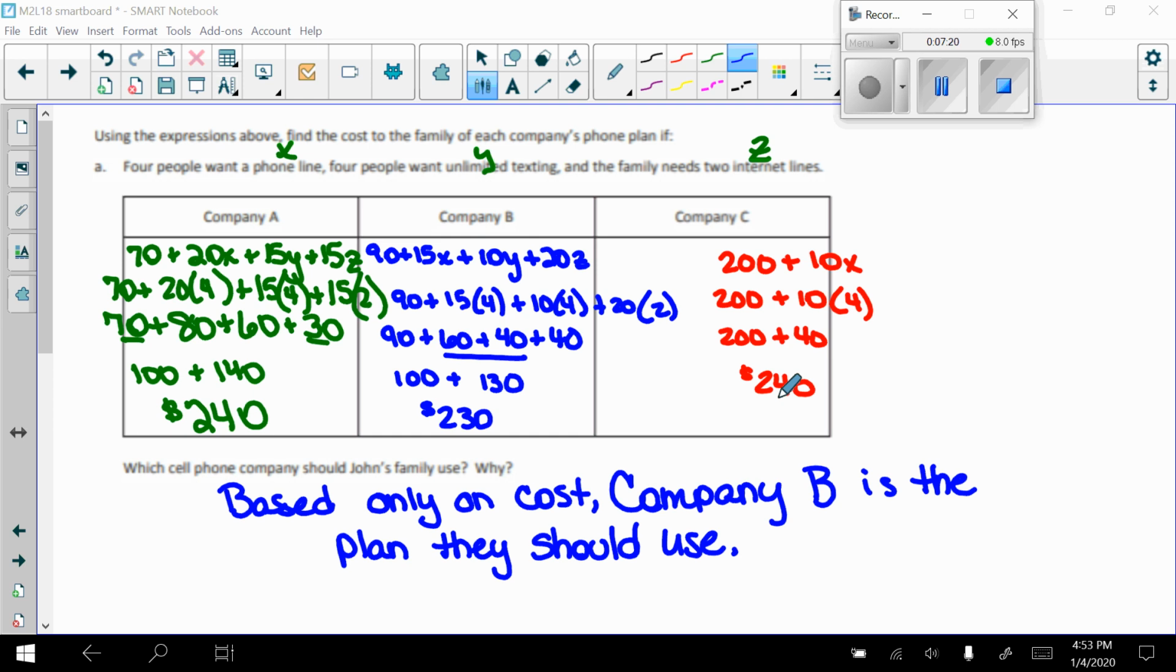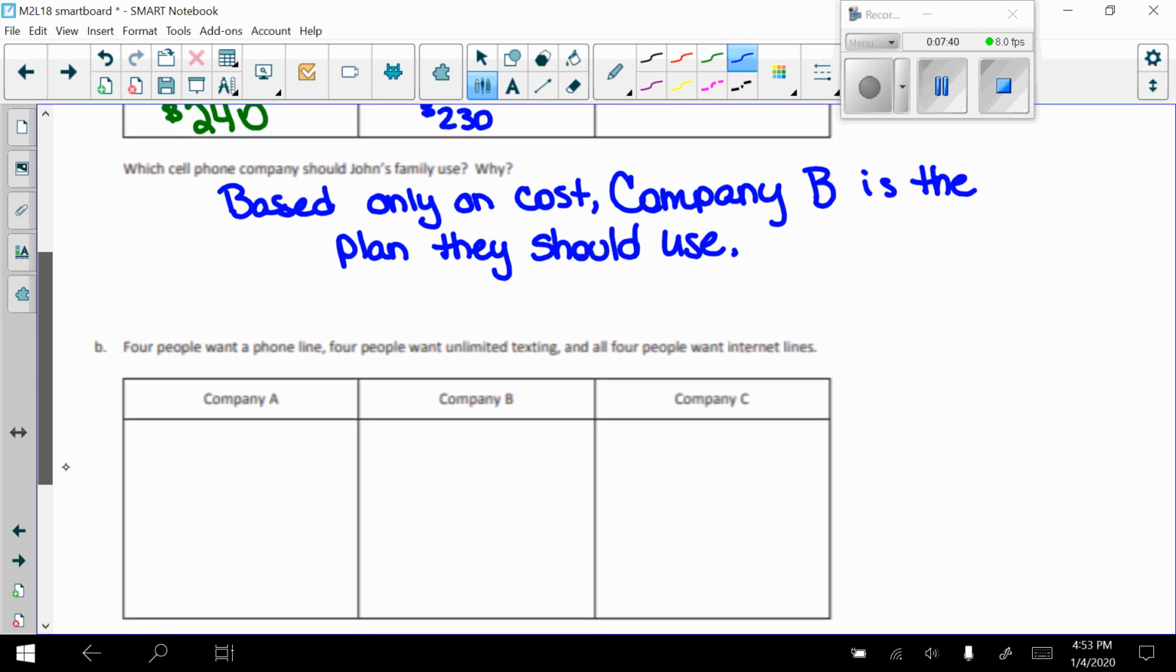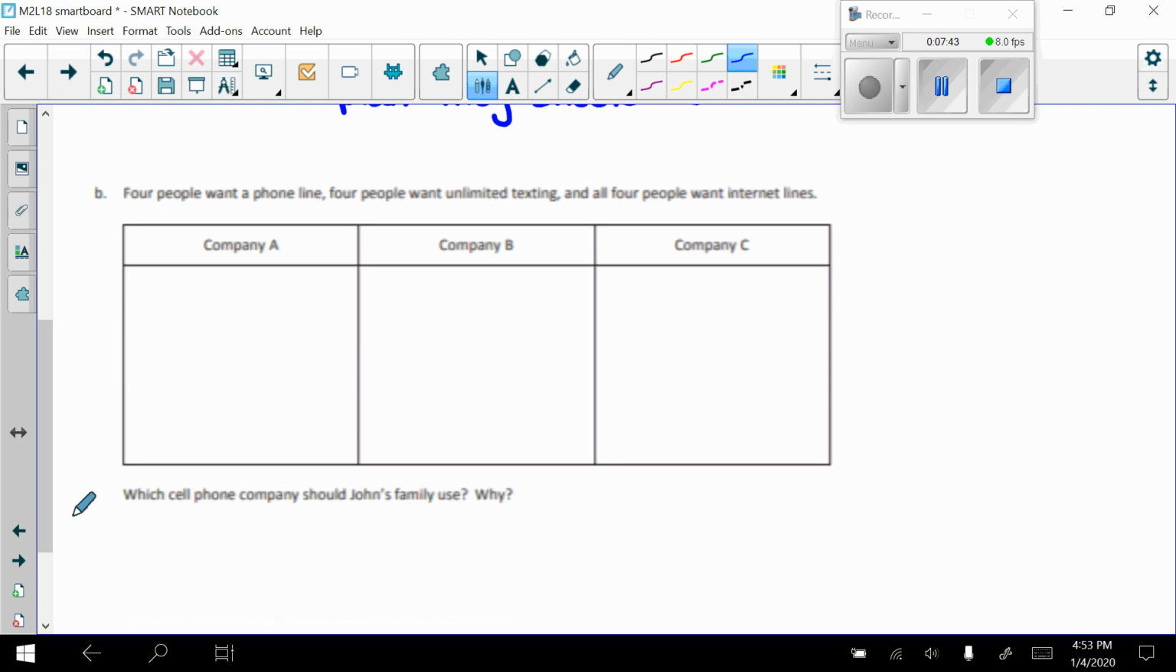So assuming that all things are equal other than cost, that coverage is the same, that there's no dead zones, that they can use the phones wherever and however they want, they should choose company B based on cost. Phones are expensive. That's not even purchasing the phone. That's just the phone plan. All right.